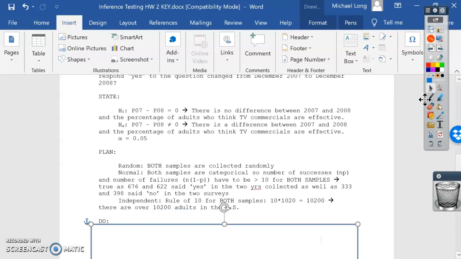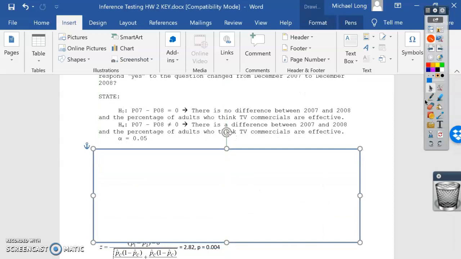So let's take a look at the state. Remember in the state, you always had to write the null and alternative hypothesis. So you can see here, I wrote the null hypothesis using the notation P07 minus P08. If there is no difference between those 2, then when I subtract the percentages of people who say yes, I should get 0, meaning there's no difference between those 2 years in terms of whether they think TV commercials are effective or not. If there is a difference, then I expect it to not come out to be 0. And that's my alternative hypothesis: the percentage in 07 minus the percentage in 08 is not equal to 0.